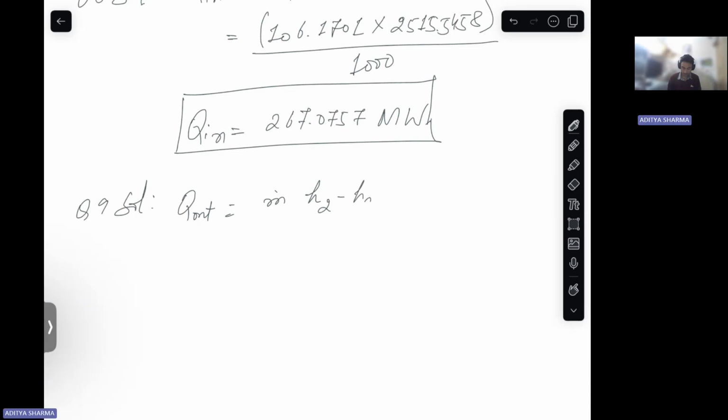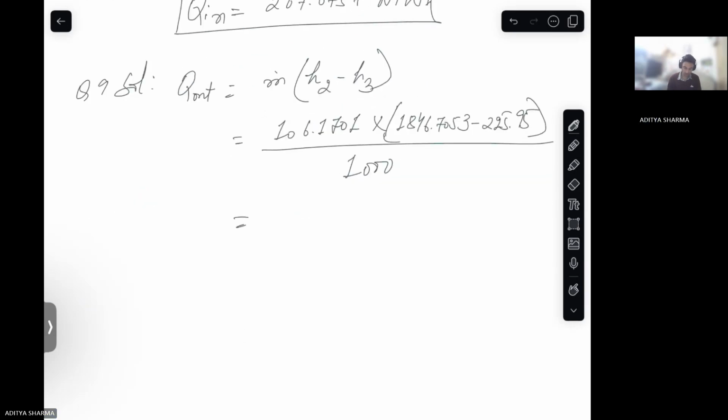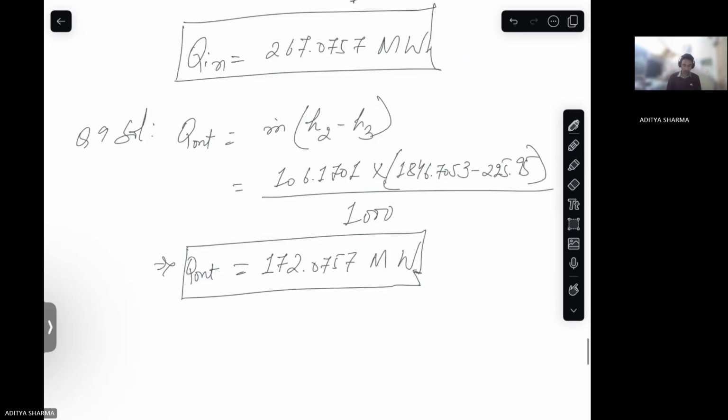Okay. So 2 is at higher end and 3 is at lower end. So m dot we know. So all this is in kilo terms, but then we want it in megawatts. Okay. So if you work this out, megawatt. So this is your Q out. So this was your question number 9.